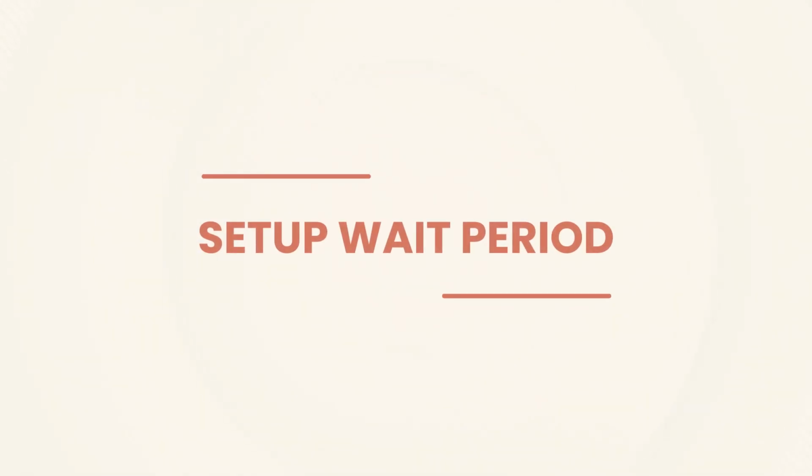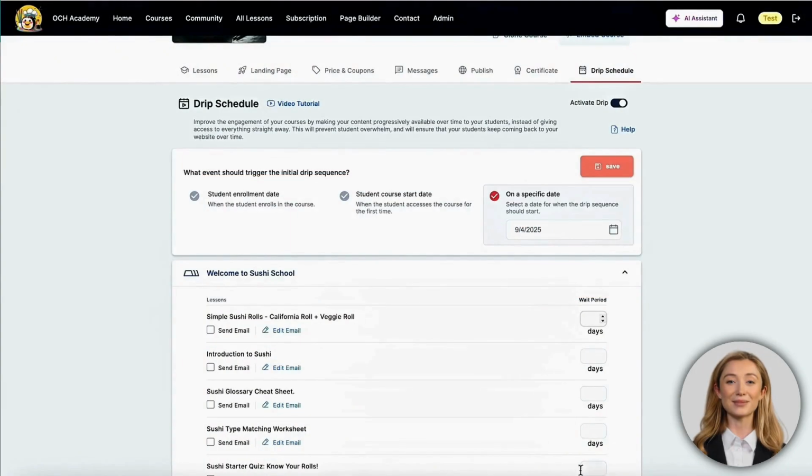Next up, you'll set your wait periods. Basically, how long students have to wait before a lesson unlocks. A wait period of 0 or leaving it blank means the lesson unlocks immediately. A wait period of 1 means it unlocks 1 day later. You can use any number you want depending on your flow.